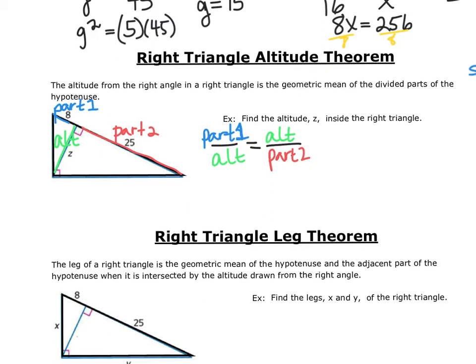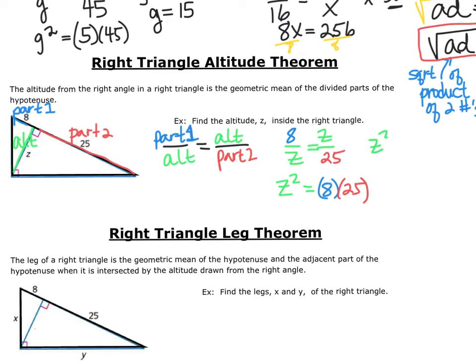So this is our formula. So let's plug in the numbers. We have z is the altitude. It is the geometric mean between 8 and 25. So we have z squared equals 8 times 25. That's z squared equals 200.